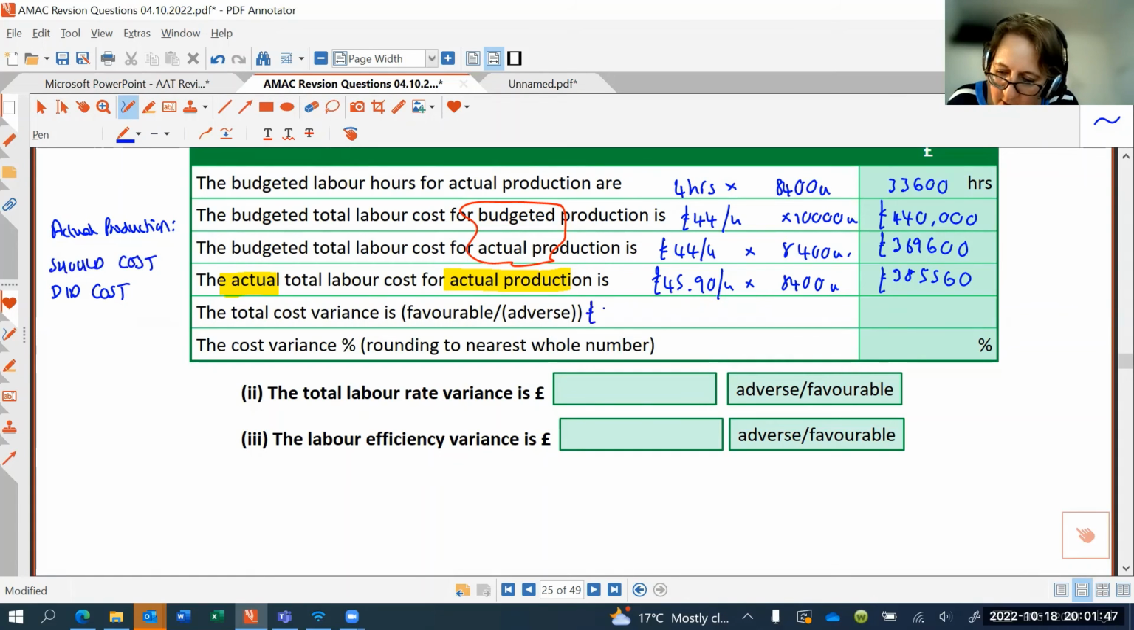So should cost 369,600, did cost 385,560. It's looking like I spent a bit more than I planned. So the difference is 15,960 in money. And adverse, it says should be in brackets. So that's why I denote it's adverse. There's nowhere to write the word adverse. So I have to just put my answer into brackets, because it did cost more than it should have done.